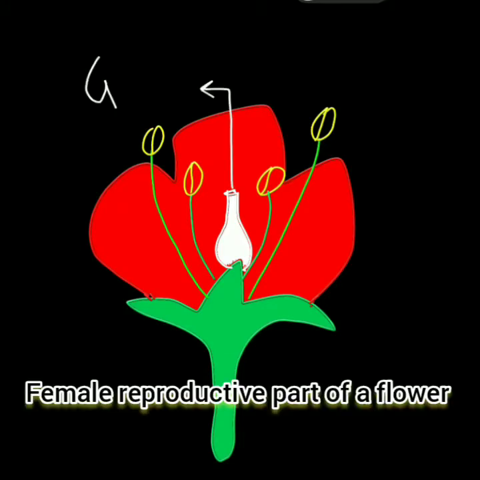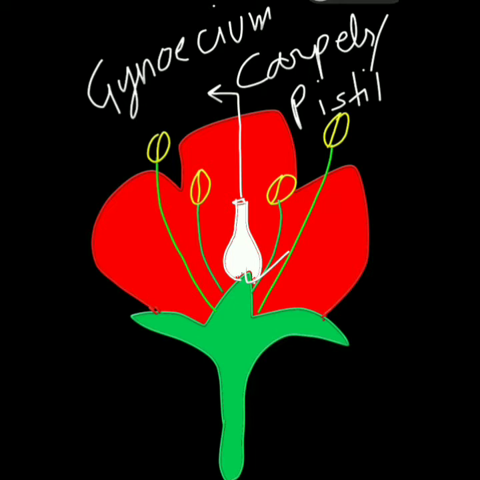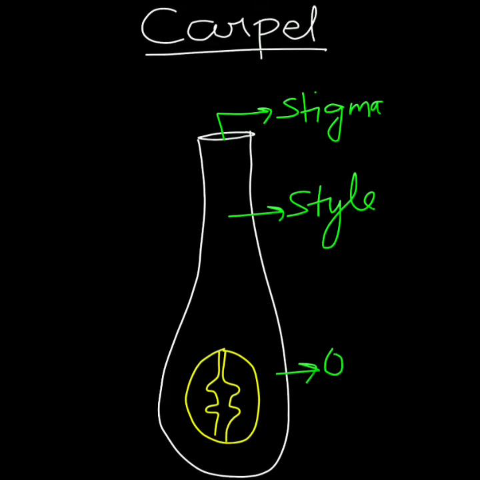The next and the fourth part of a flower is called gynoecium, which is the female reproductive part of a flower. It is located at the center and consists of units of carpels or pistil. Means we also call it carpel or pistil. Each carpel has 3 parts. They are stigma, style and ovary. And inside the ovary, ovule is present.